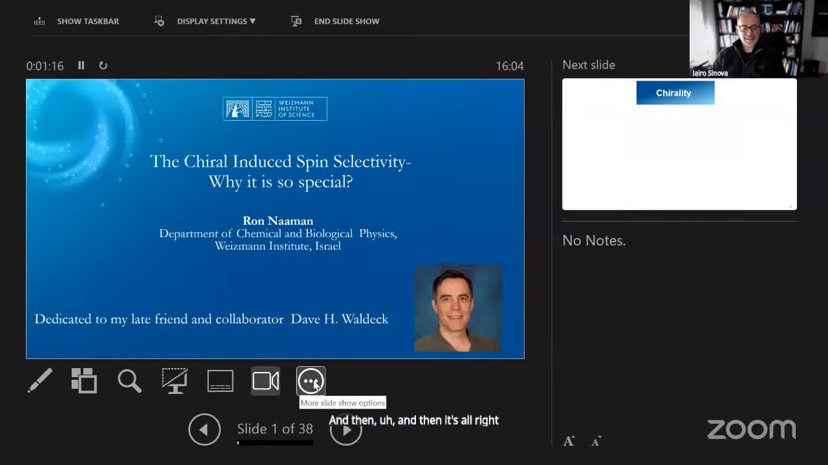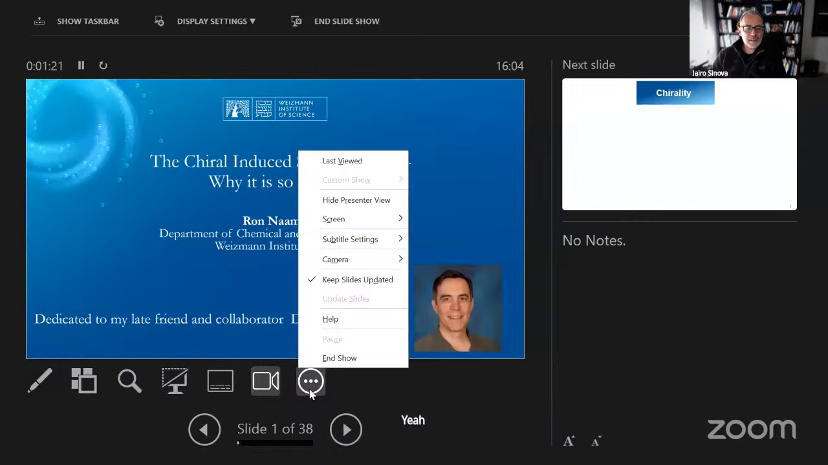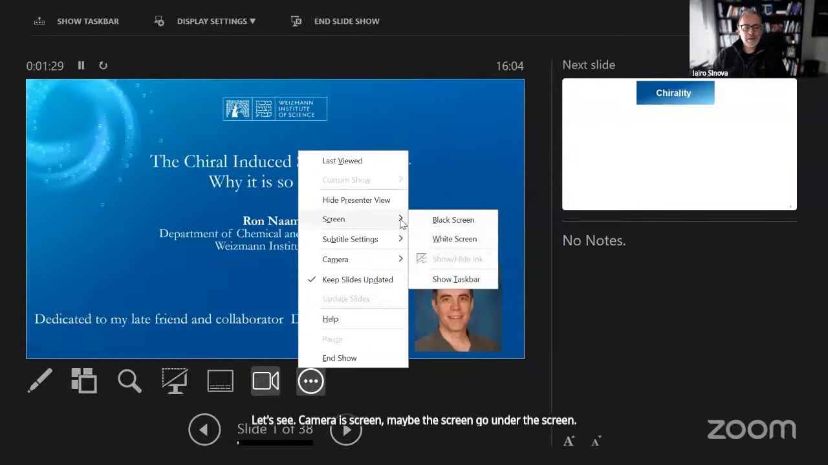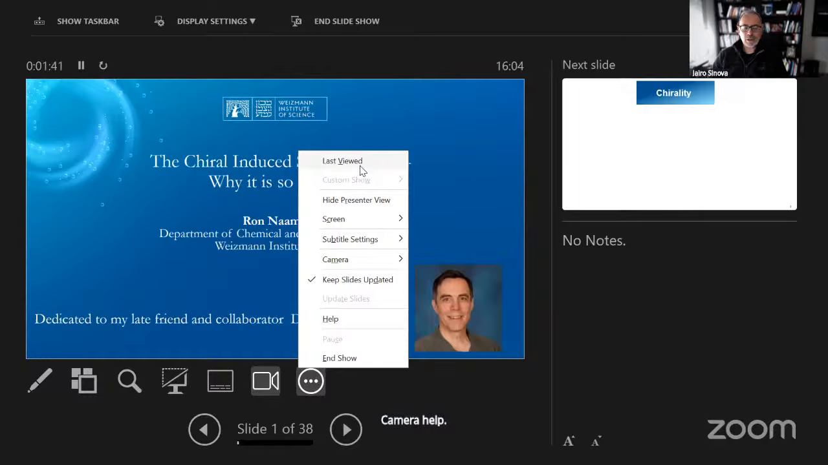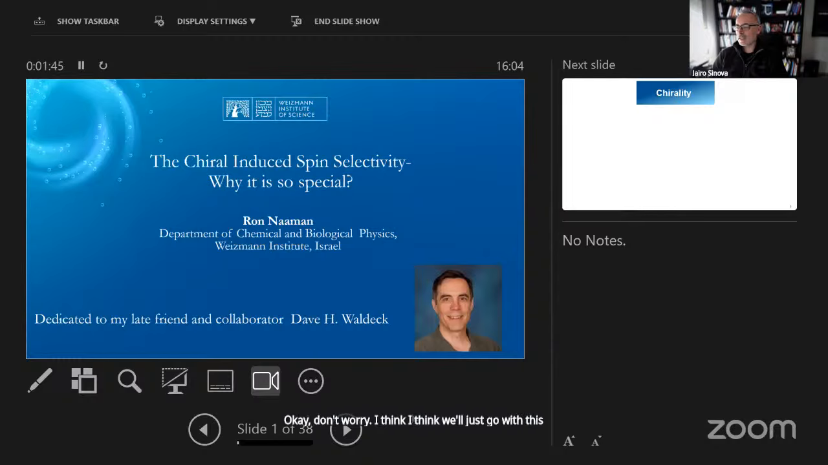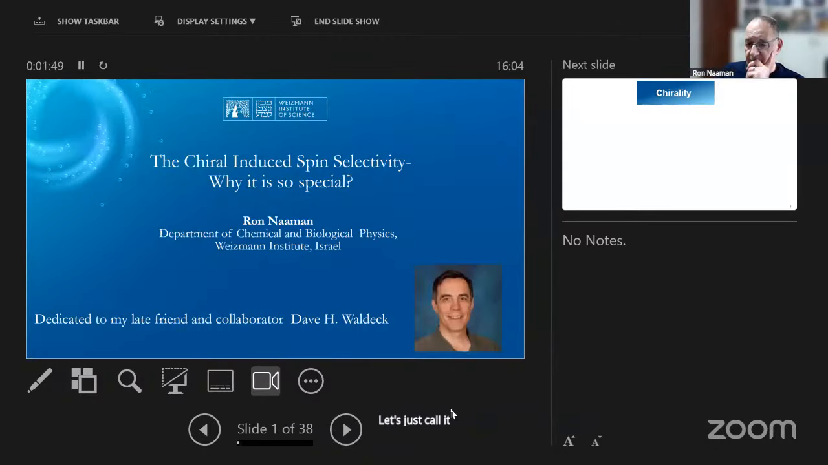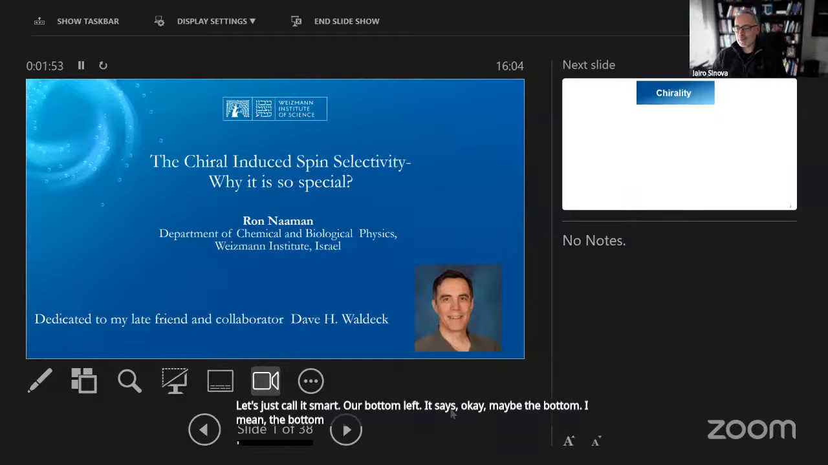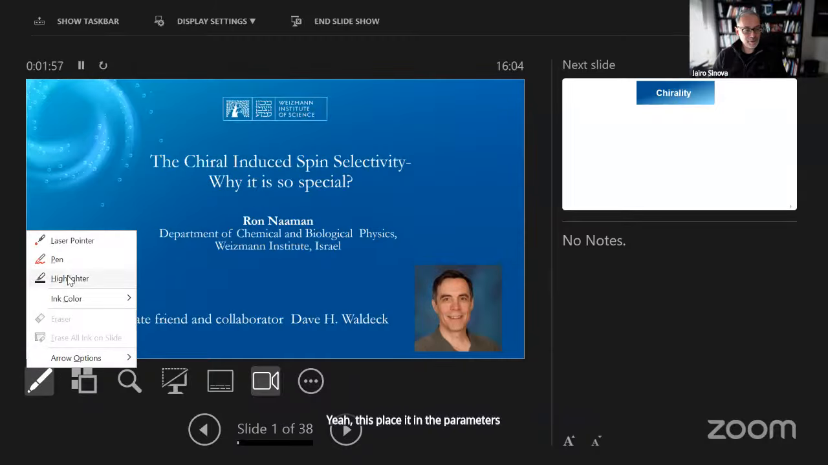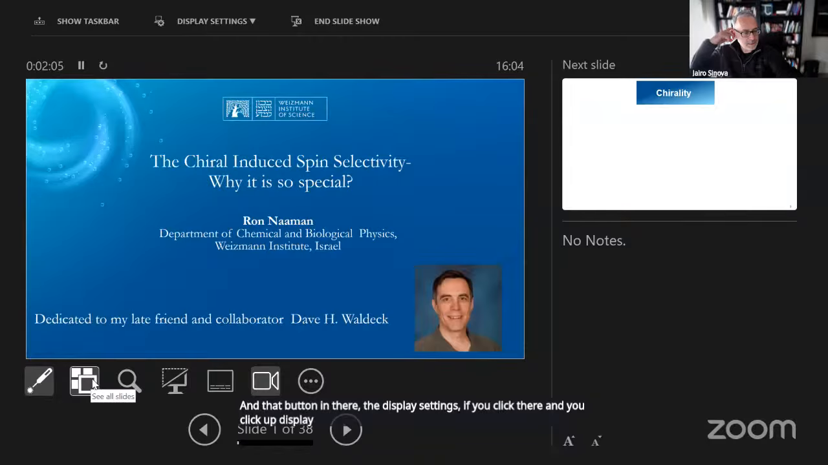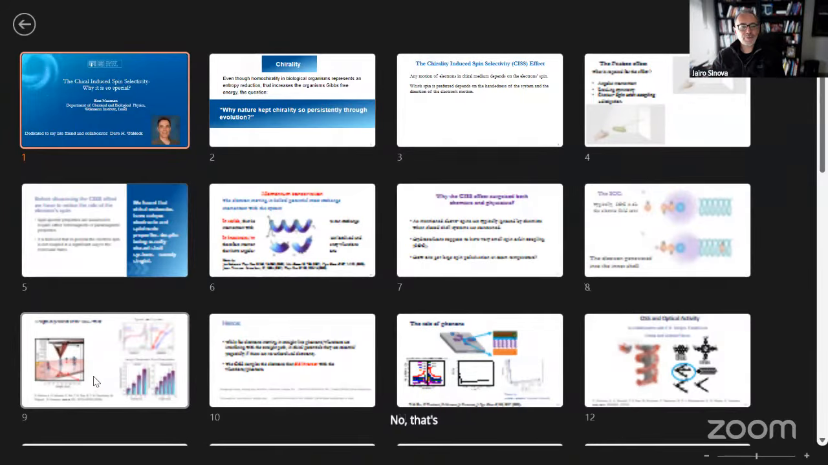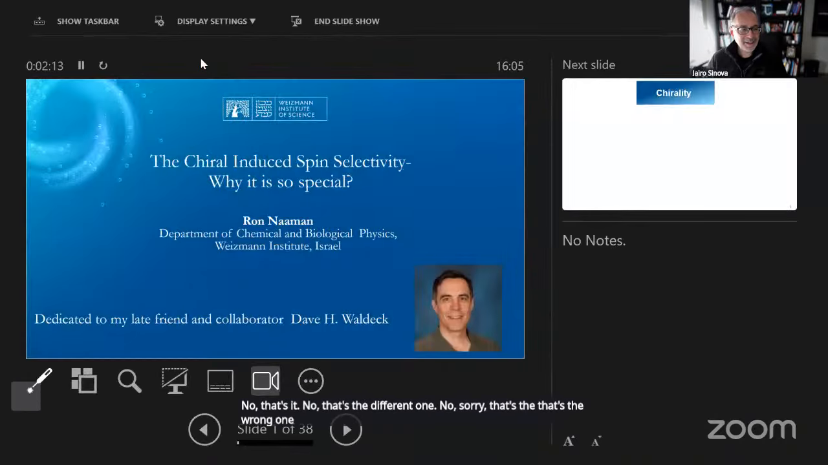And then it's all right. Let's see. Yeah, there. If you click there, I think. Camera is screen. Maybe the screen goes under the screen. Widescreen show taskbar. Nope. Okay, that's not it. Camera help. Okay, don't worry. I think we'll just go with this mode, and then that's it. You know, that's not a problem. Bottom left, it says display settings. The problem is that with display settings, you cannot see the one on the top. That's the laser pointer, that's fine. If you click that display settings, no, sorry, that's the wrong one. We shouldn't have done that. Okay, that's good. Just leave it like that.